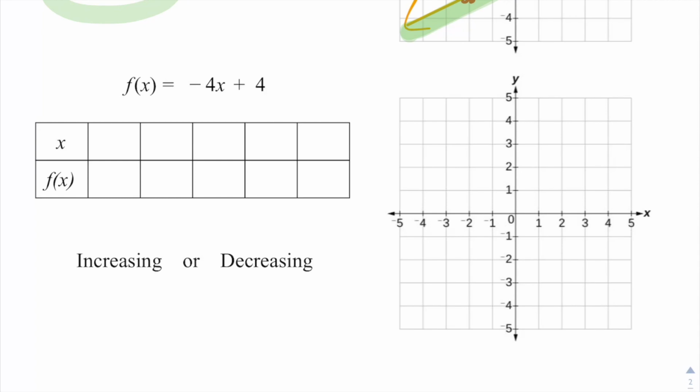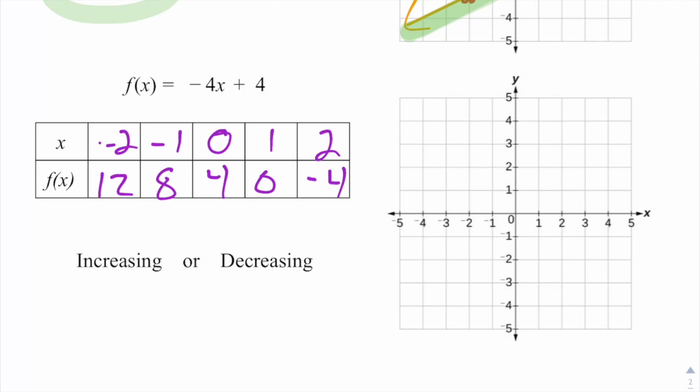Let's look at another one. Again, I like to pick real simple inputs, and I'll go a little quicker with this one. You can pause if you need to. So if I input -2, I get -2 times -4. That's 8 plus 4 is 12. -1 times -4 gives me 4 plus 4 is 8. 0 times -4 is just 0 plus 4 is 4. 1 times -4 is just -4 plus 4 is 0. And 2 times -4 is -8 plus 4 is -4.